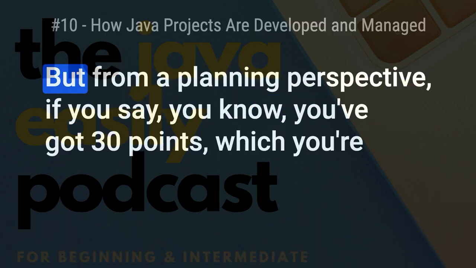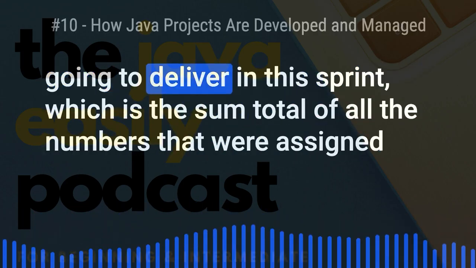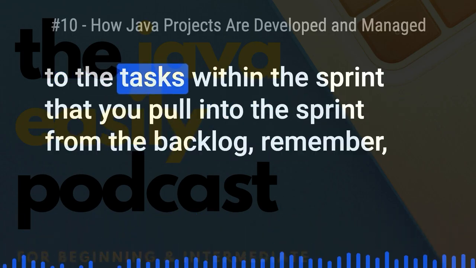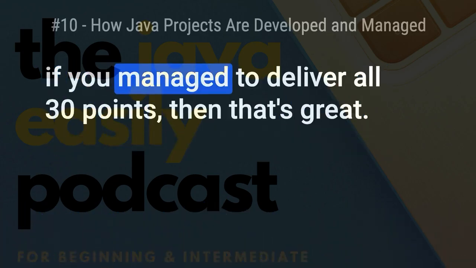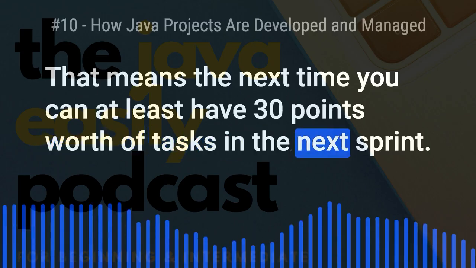But from a planning perspective, if you say you've got 30 points which you're going to deliver in this sprint, which is the sum total of all the numbers that were assigned to the tasks within the sprint that you pulled into the sprint from the backlog, remember? If you managed to deliver all 30 points, then that's great. That means that next time you can at least have 30 points worth of tasks in the next sprint.